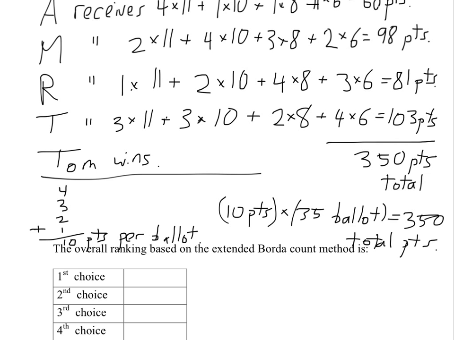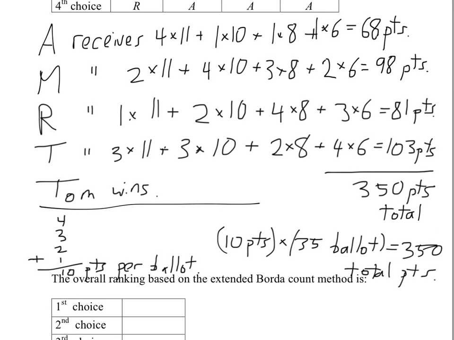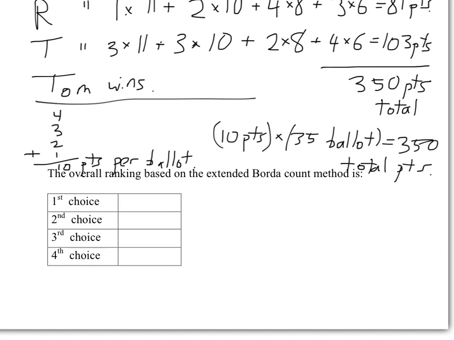Finally, let's note that if we look at the individual point totals as we've computed them, they give a natural way to give an overall ranking of the candidates. So Tom is in first place overall, Mark is the runner-up overall, Rachel is in third place overall, and Ashley is in fourth place overall. So this is the extended Borda count method, the overall ranking, and that's Tom, Mark, Rachel, and then Ashley.